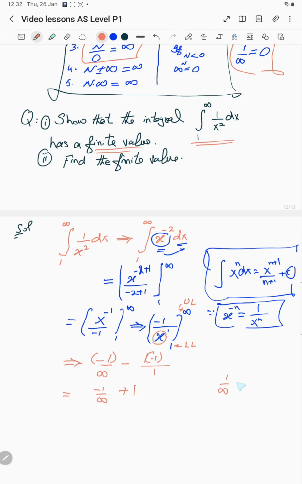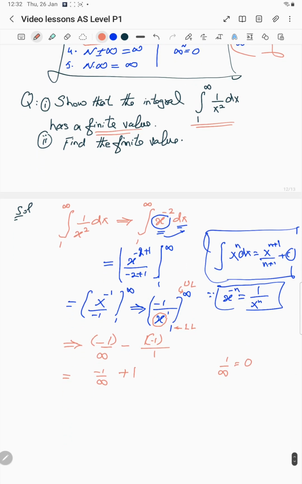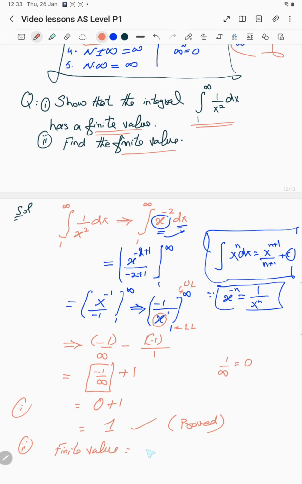As we know 1 over infinity was 0. Here you can see I wrote n divided by infinity, any integer divided by infinity becomes 0. So by using this rule, I told you the important rule, this whole becomes 0 plus 1. So this is the finite value, and we have to prove this is a finite value. Yes, and along with it we need to find what is the finite value. Finite value is proved. Here you can say it's proved, number 1, and number 2, the finite value is equal to 1.